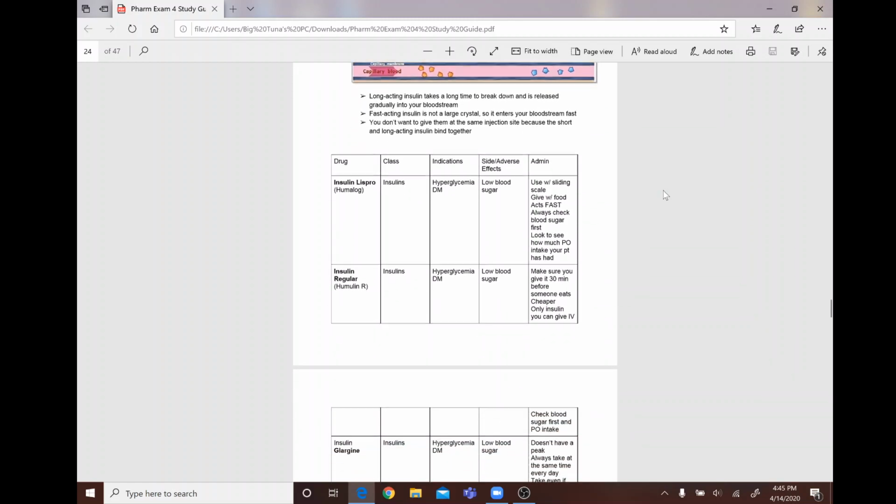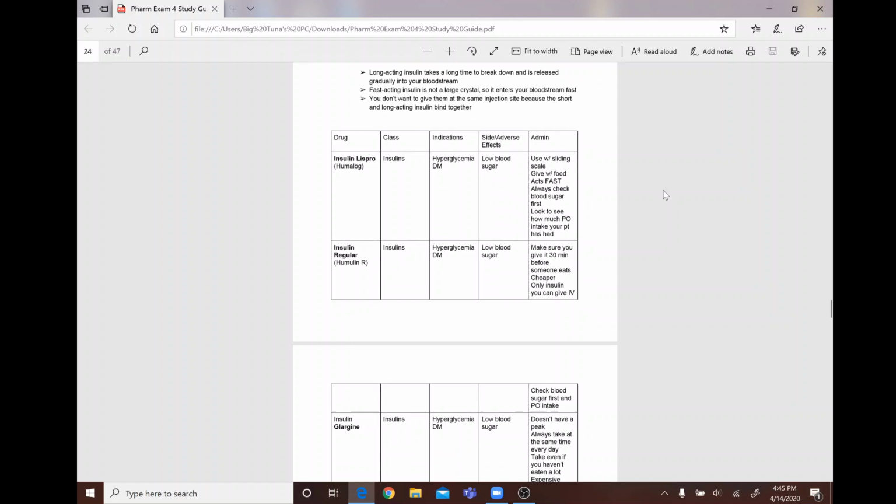Insulin Lispro or Humalog is a rapid-acting insulin that's used for hyperglycemia and diabetes. Can cause low blood sugar, and you want to use this with a sliding scale. Give it with food. It acts fast, so check blood sugar first. Look to see how much PO intake your patients had.